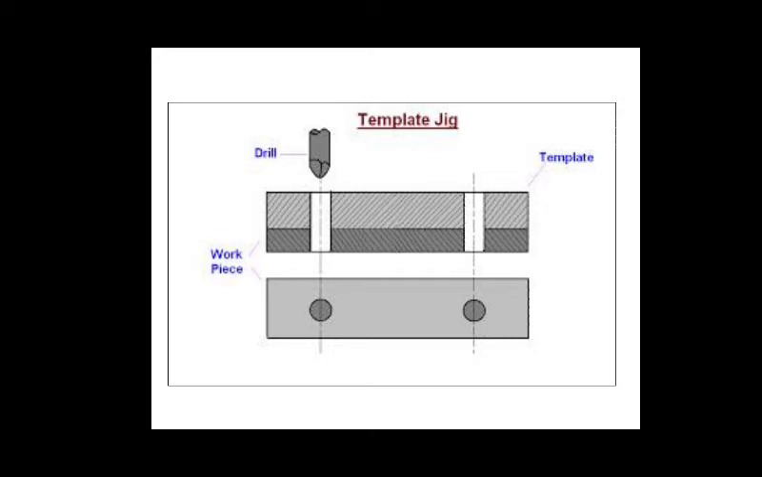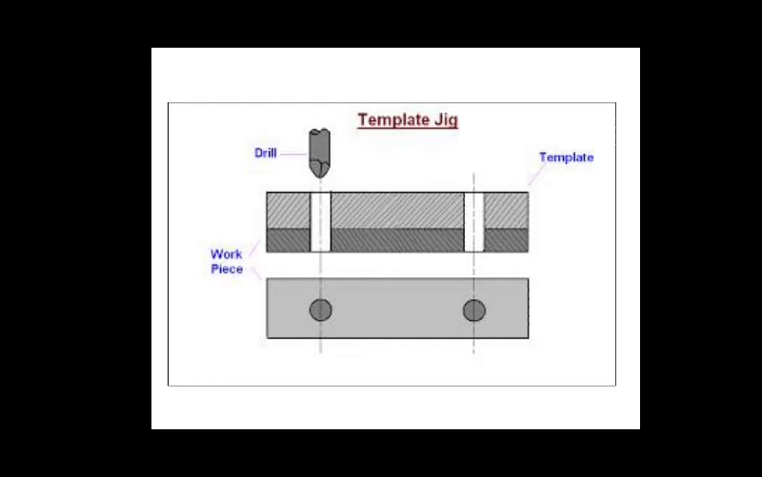The plate should be hardened to avoid its frequent replacement. So the plate of this template jig should be hardened. This type of jig is suitable if only a few parts are to be made. Whenever only a few parts are needed, this template jig can be used.